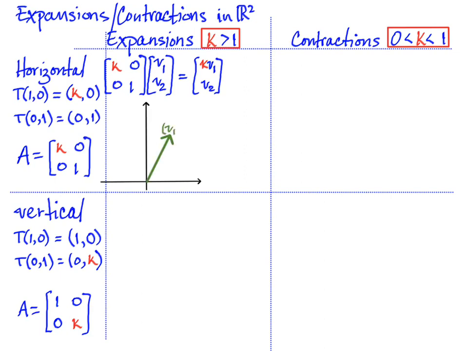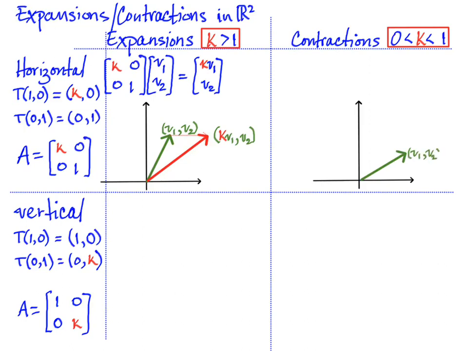So what does that look like? Here's the vector, v1, v2. If we multiply just the horizontal component by that scalar k, we are not changing the vertical component. We're not changing v2. So we're getting a scaling of just the horizontal component. So we're getting the vector k times v1, comma v2. So notice it has the same height, but the horizontal distance gets changed.